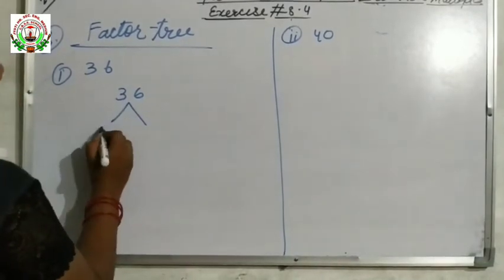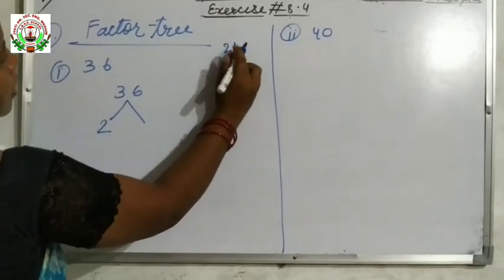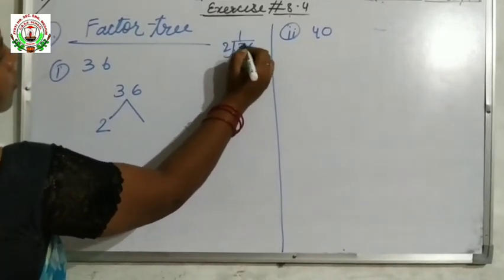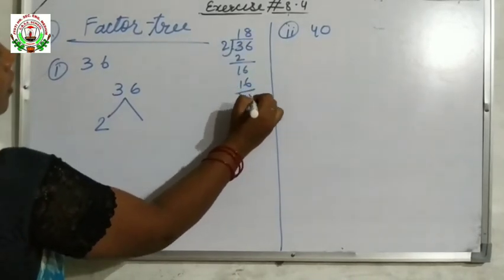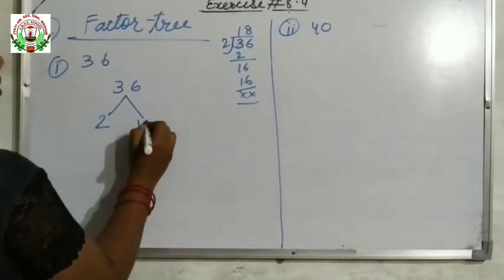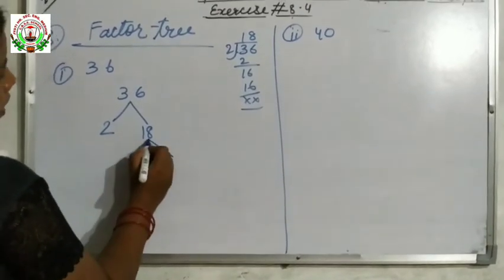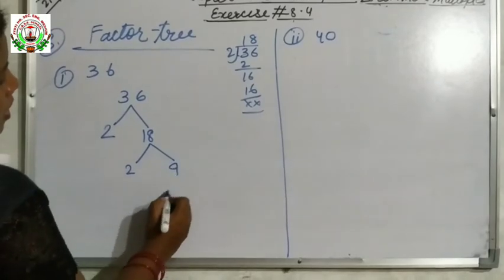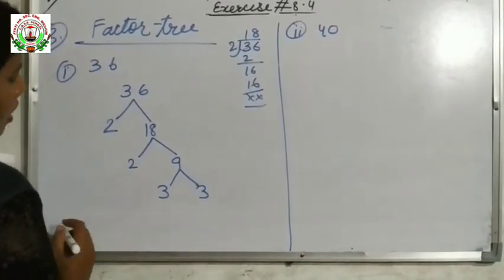Like this you will make. When you take 2 and divide 36 by 2, 2 1 ja 2, 2 8 ja 16. So what are we getting? 2 into 18. Now 18 is a composite number, so again you will factorize it. 2 9 ja 18. Then this 9 will be 3 into 3. 3 3 ja 9.